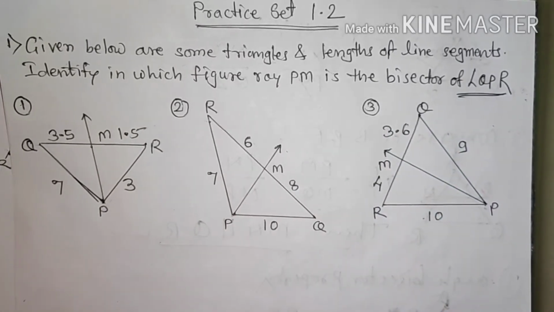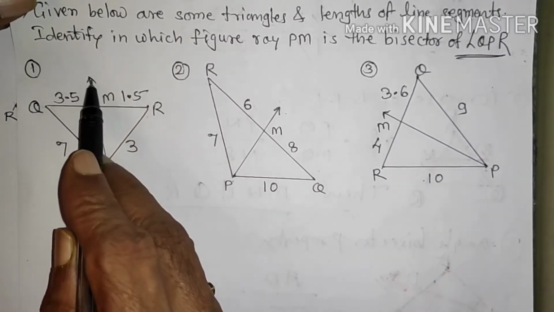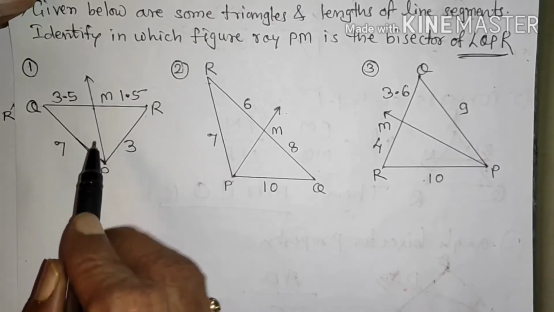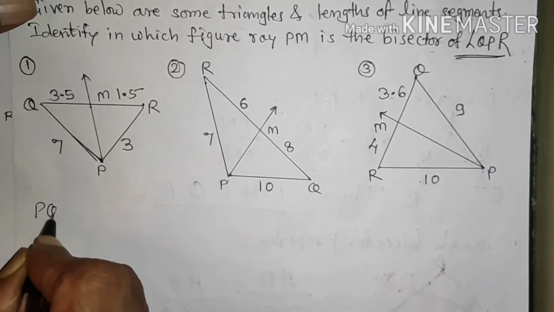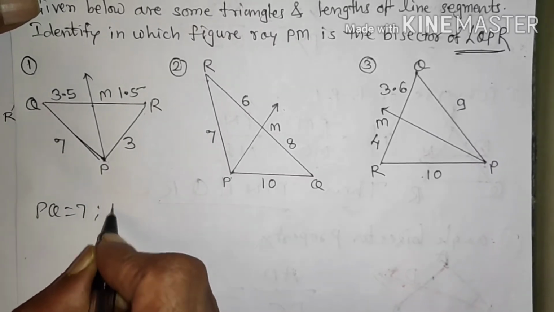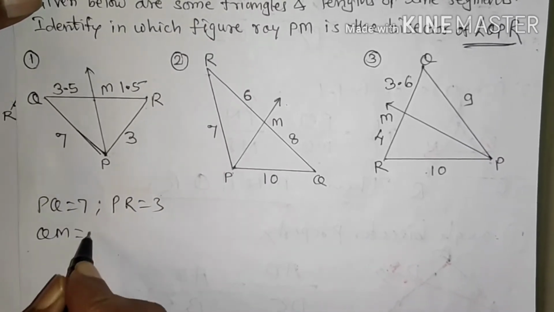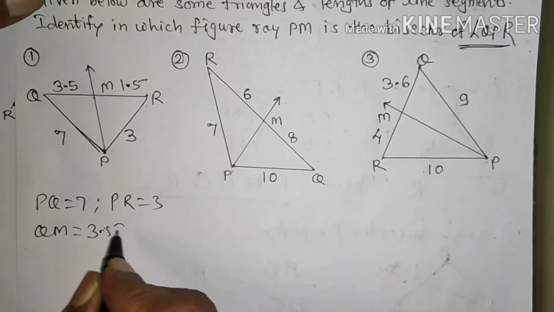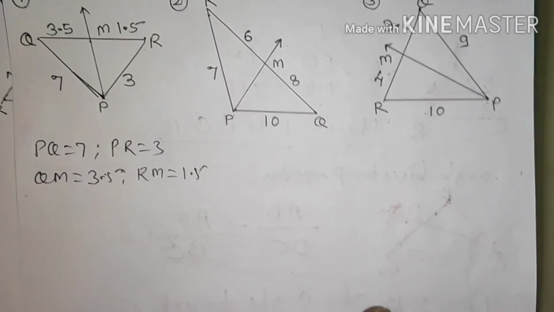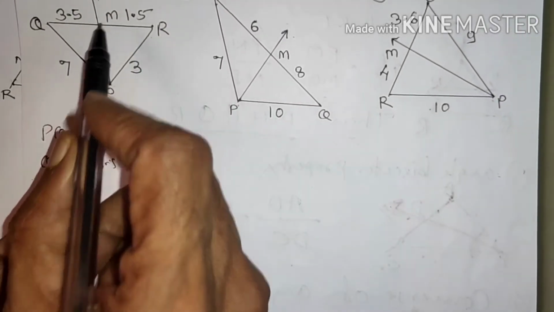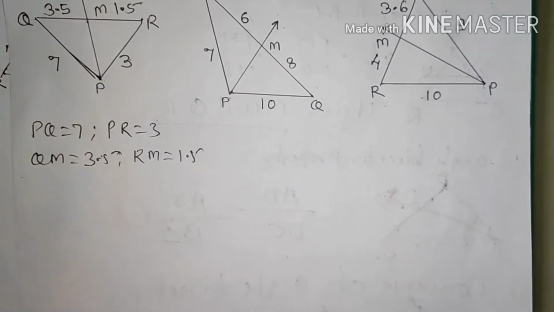Now in the first figure, in triangle QPR, PM is the given line segment. Length of PQ is equal to 7, PR is equal to 3, QM is equal to 3.5 and RM is equal to 1.5. Now, if it is the angle bisector, then the ratio of these remaining sides is equal to the ratio of the parts of the opposite side.